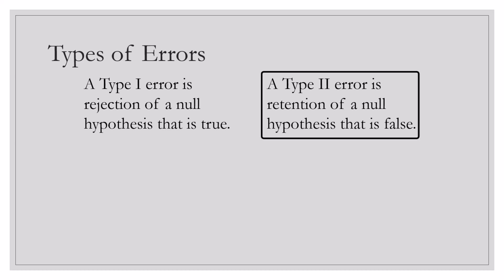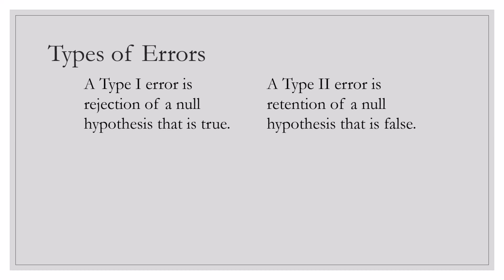A type 2 error may not be considered as serious as a type 1 error, but it is still an error that we want to avoid. It is retention of a null hypothesis that is false. If the null hypothesis is that there is no treatment effect, and there is a treatment effect, we should in fact detect it by rejecting that null hypothesis. A type 2 error means we did not reject the null hypothesis, and we should have, therefore we did not detect the treatment effect that exists.